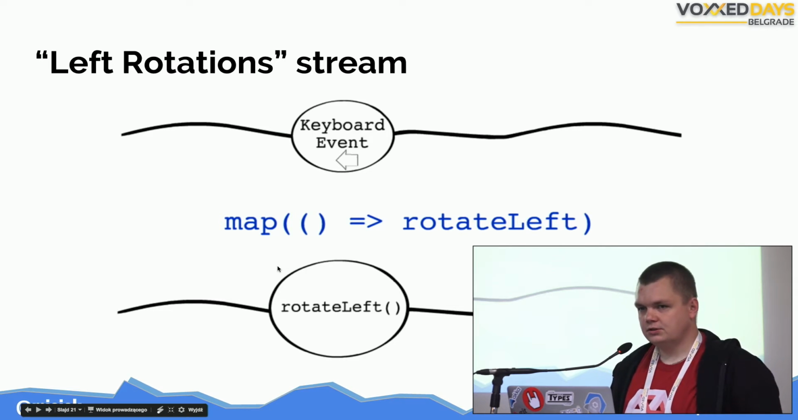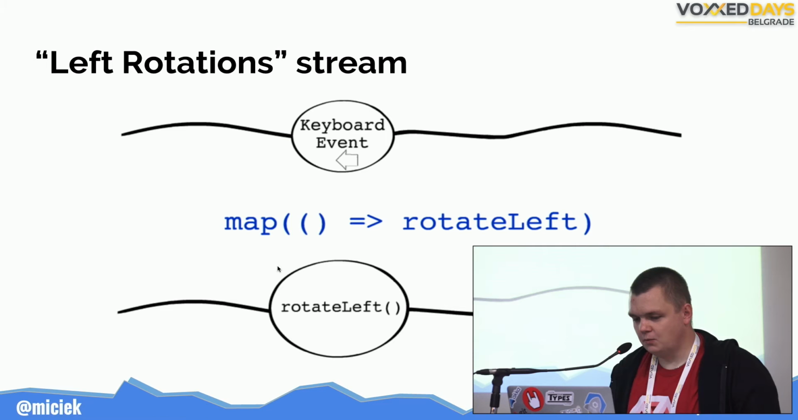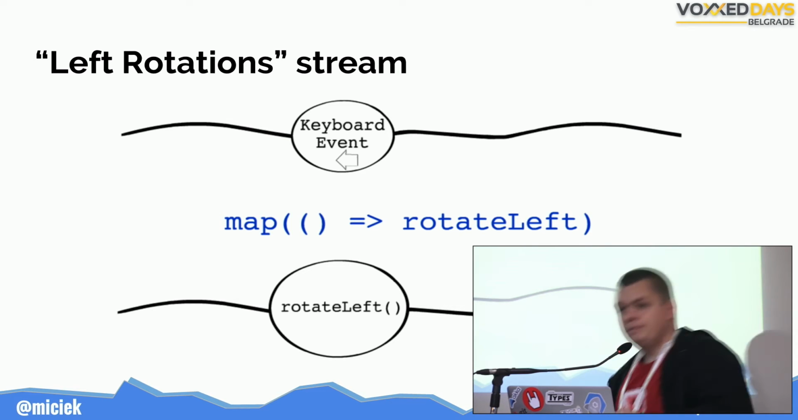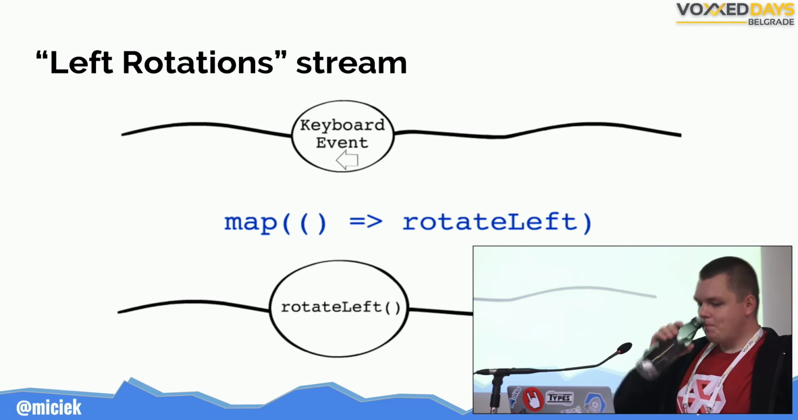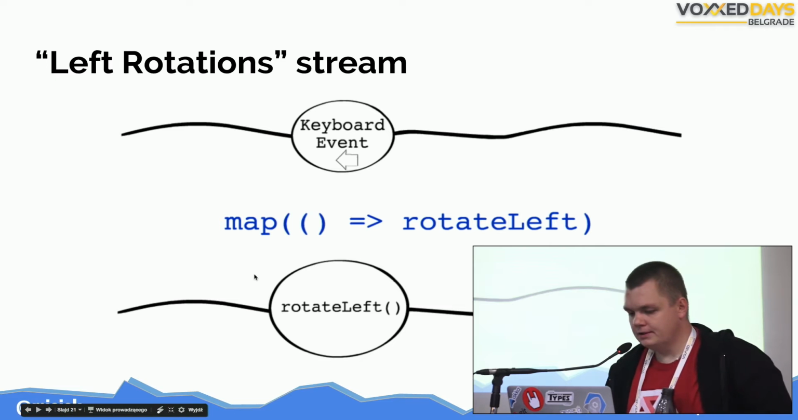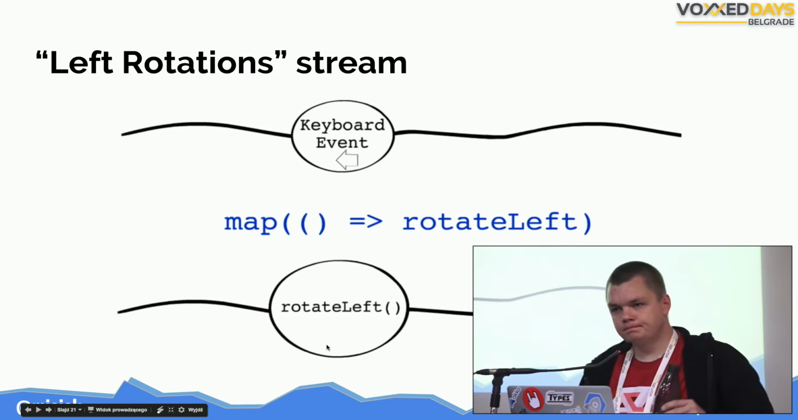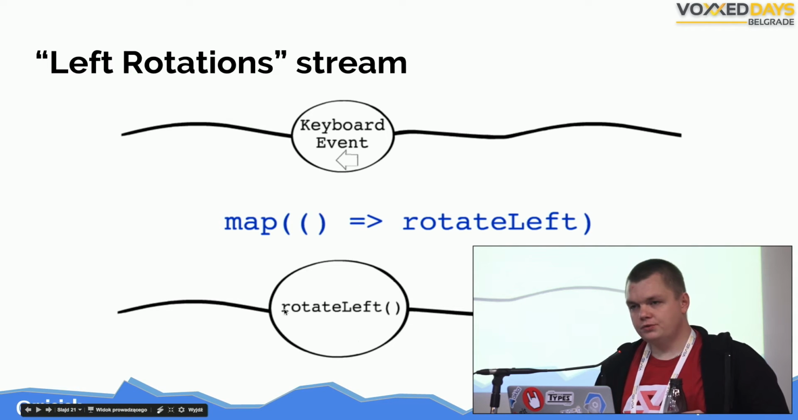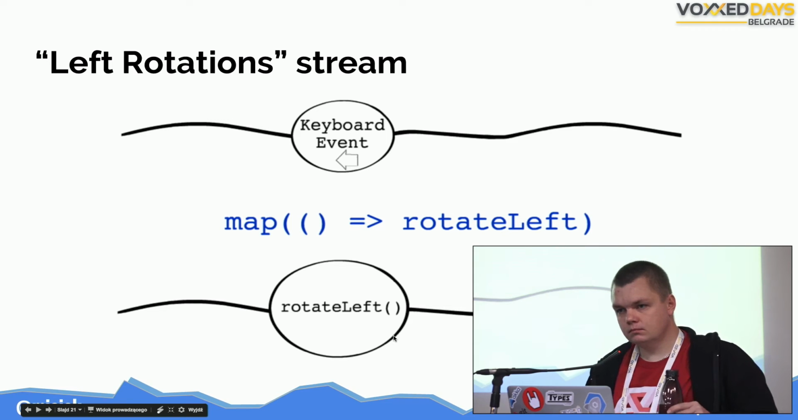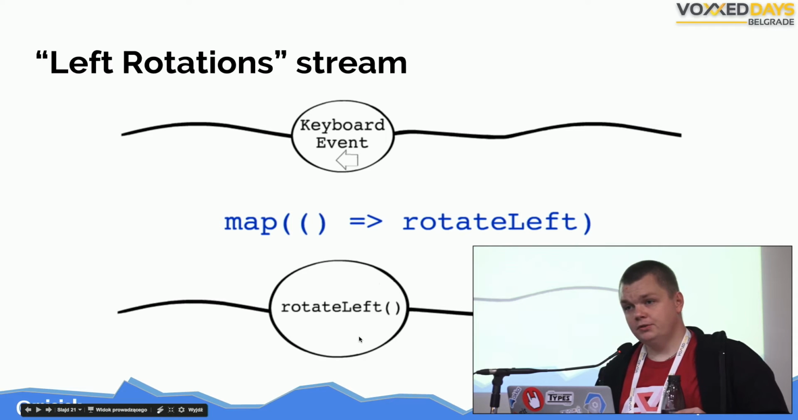And just to wake you up, what is the left rotation stream? What does it convey? Turning the snake to the left. But what's that? That's the value of a function? What do you mean? I mean, it passes the function to the stream. So every time the event is called, then that function is going to be called. Not really, this is a value.